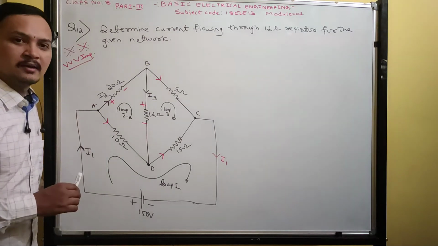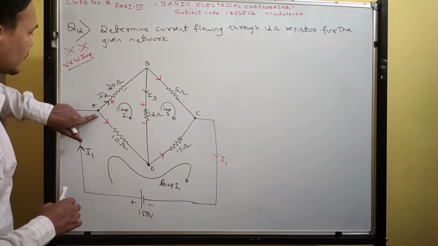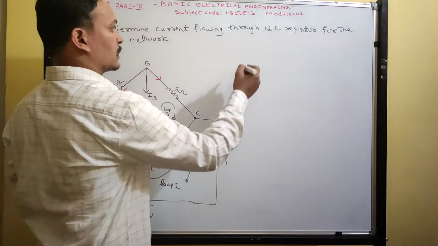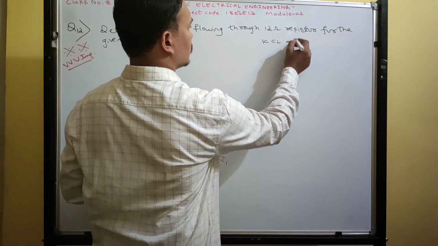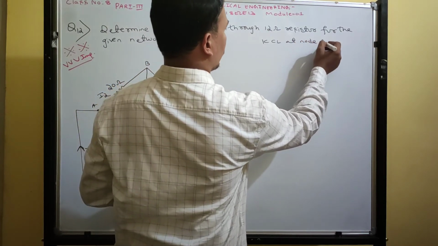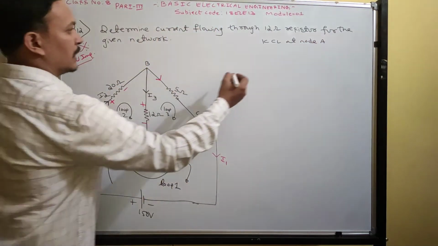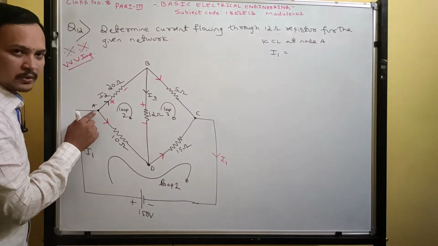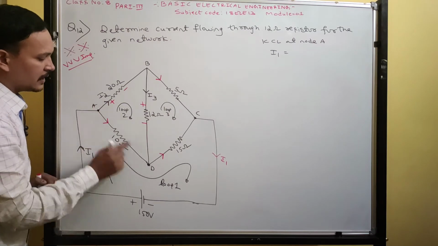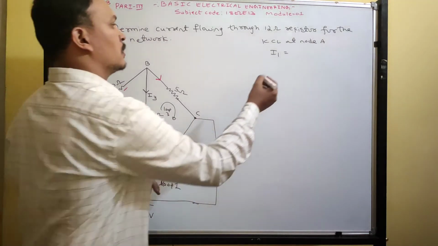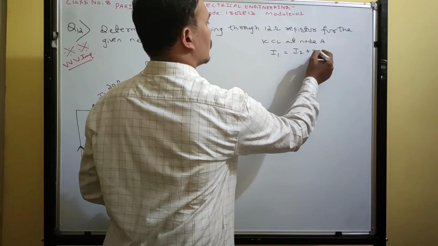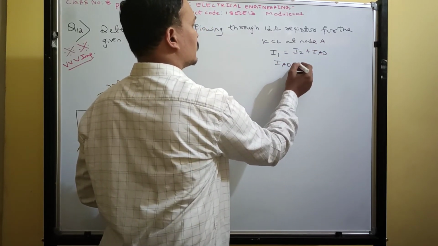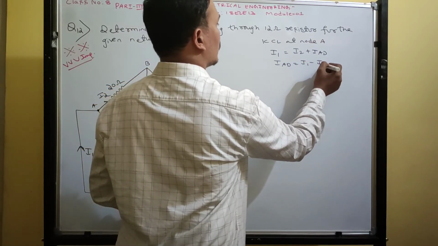For that I need to apply Kirchhoff current law. Now apply KCL at node A. What does it say? The entering current is I1. The entering current is equal to the outgoing currents. What are the outgoing currents? I2 and IAD. So I1 equals I2 plus IAD. I need the IAD current. Therefore, the IAD current will be I1 minus I2.